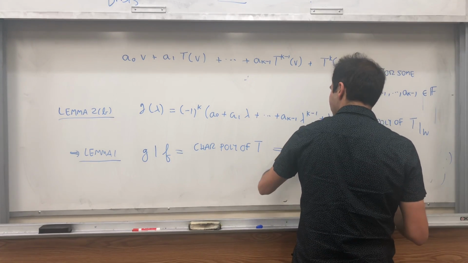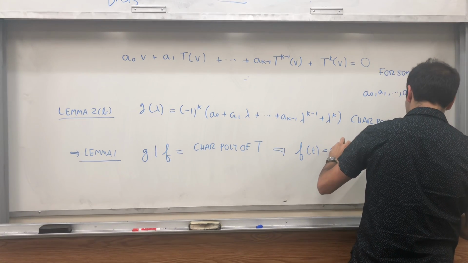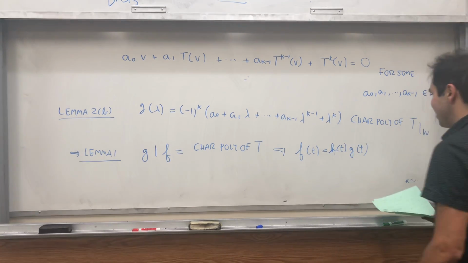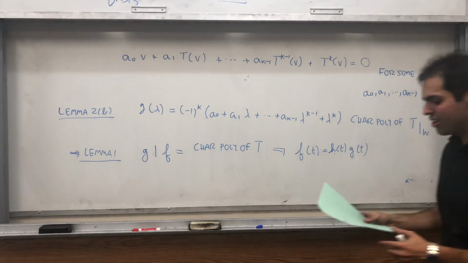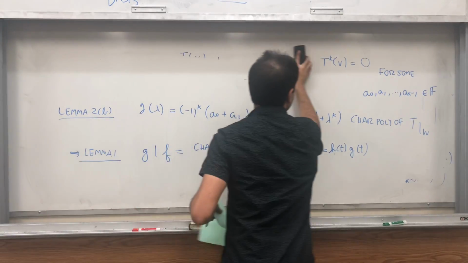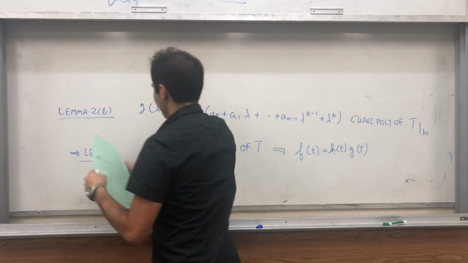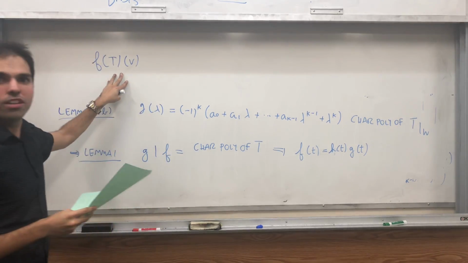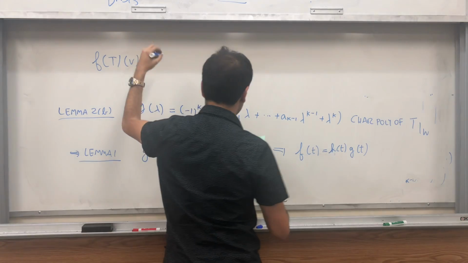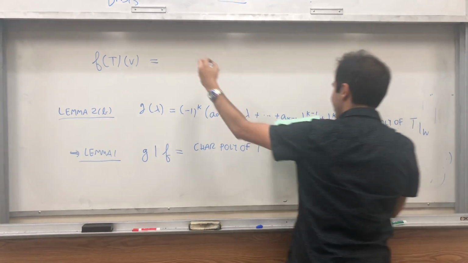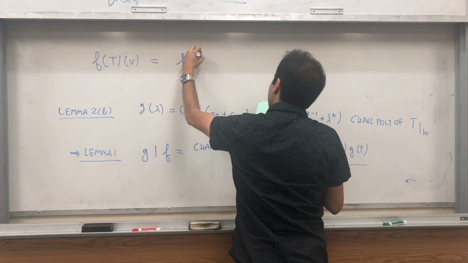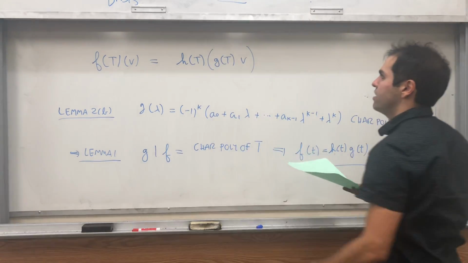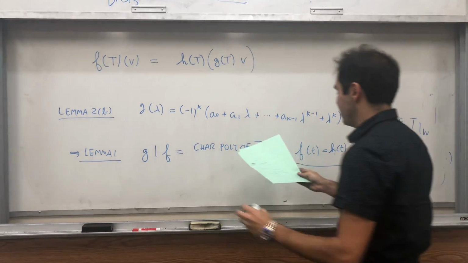In other words, f equals some polynomial h times our mini polynomial g. And it turns out that's enough to conclude. Why? Because of the following. Let's calculate f(T) of v. We are done once we show this is 0. But f(T) of v, by definition, f is h times g. So it's h(T) times g(T) applied to v.